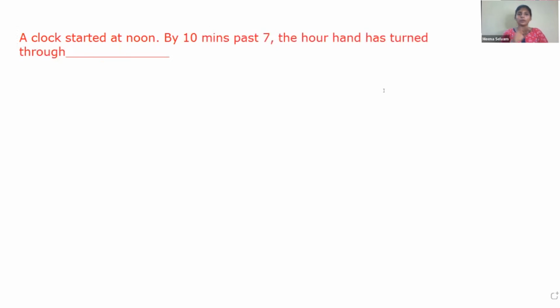Okay, so if you read the question, a clock started at noon. What do you mean by the word noon, children? What is the time when the word is like noon? Noon means exactly 12 p.m. That is afternoon. That 12 o'clock starts now. That is the meaning of the word noon. By 10 minutes past 7, which means after noon that clock is starting. So the 7 o'clock which comes after noon is 7 p.m.